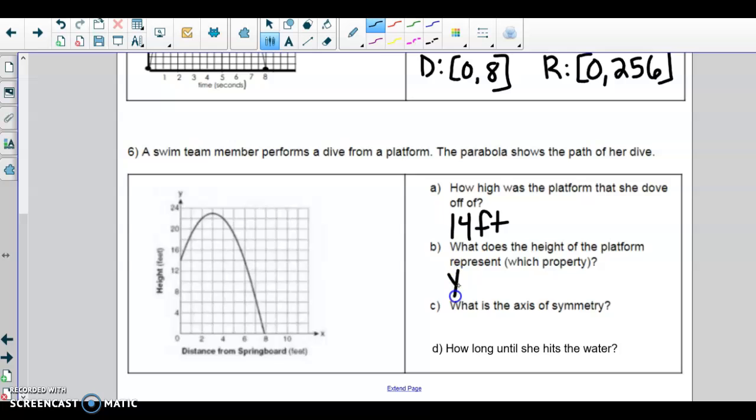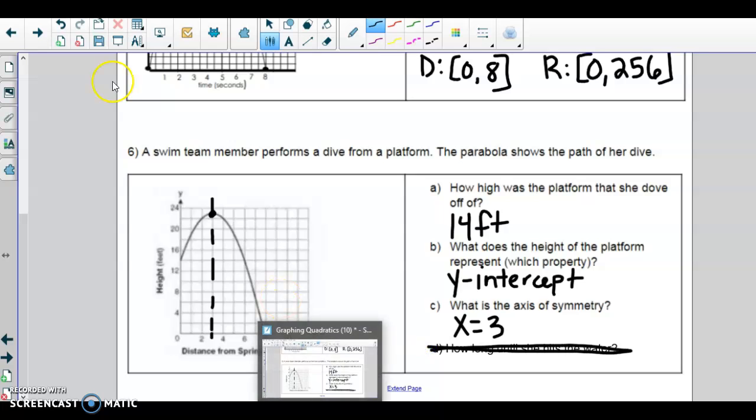Oh, I just said the next question. That's the y-intercept. And the axis of symmetry goes through the vertex. It looks to be 3 feet. X equals 3. And you don't have a part D.